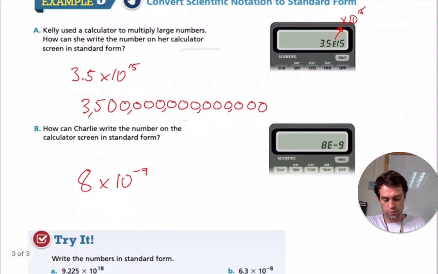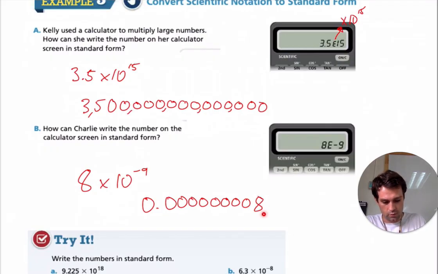So in standard form, that is 0. And we'll have 8 zeros: 1, 2, 3, 4, 5, 6, 7, 8, and then the 8. And we can count that to make sure it is correct. We would move it over 1, 2, 3, 4, 5, 6, 7, 8, 9, okay?